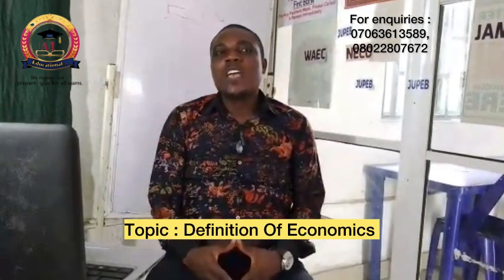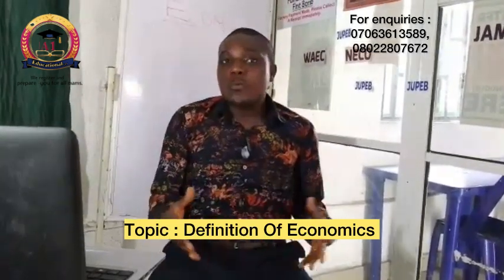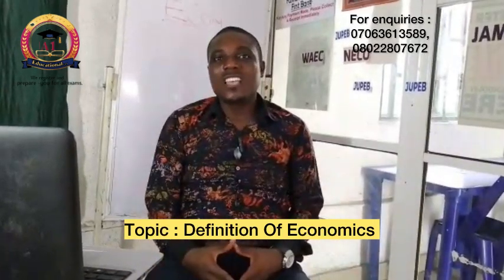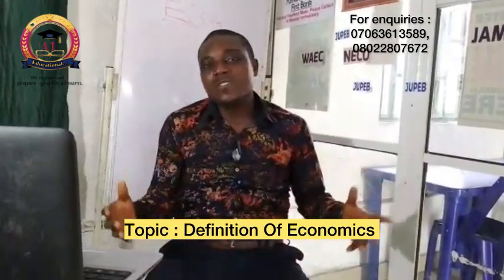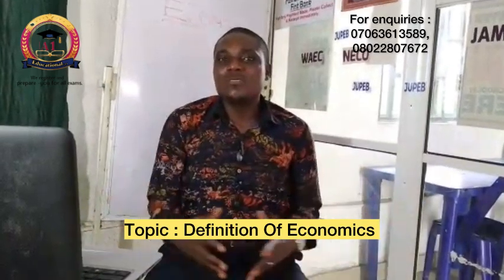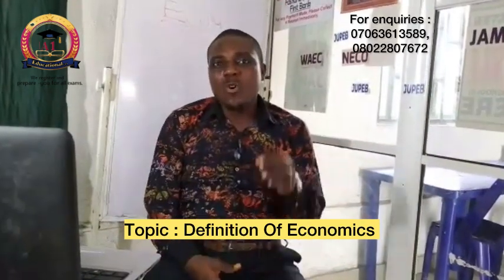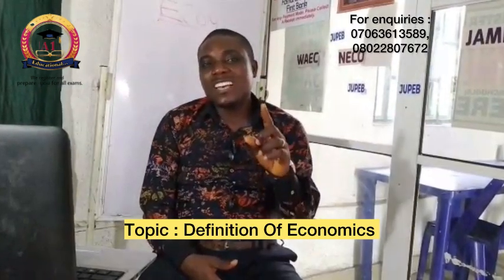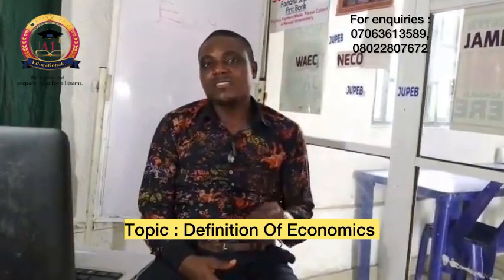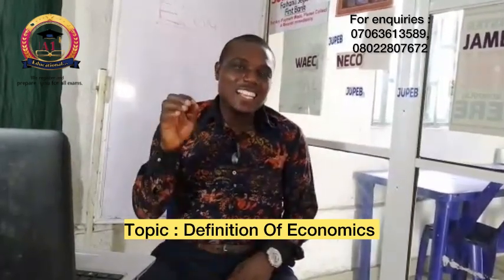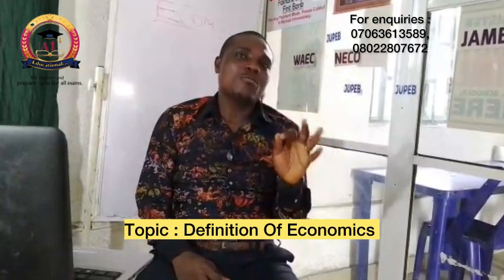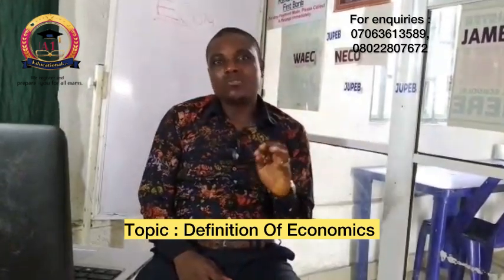Now, economics has scope. There are problems of economics, and there is the scope of economics. We also have scholars who give different definitions of economics, like Lionel Robbins and so on. What is the scope of economics? The scope of economics includes two things, which is microeconomics and macroeconomics.